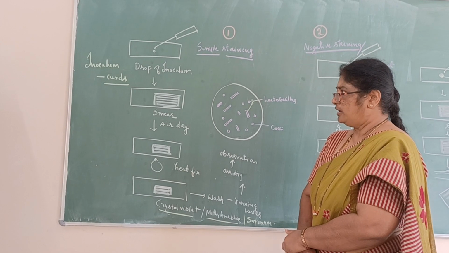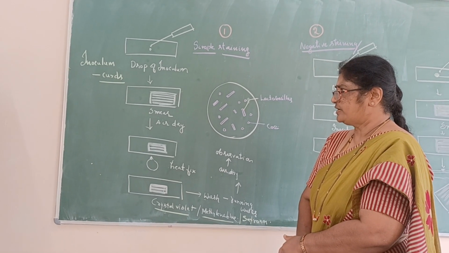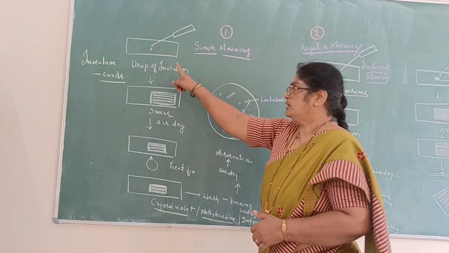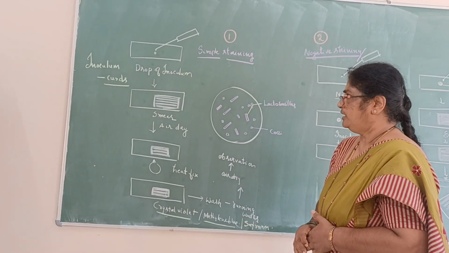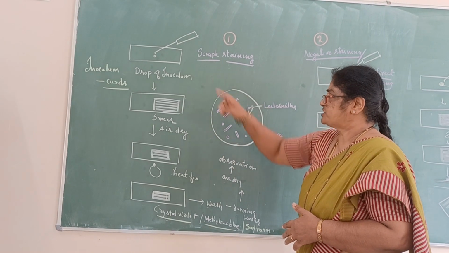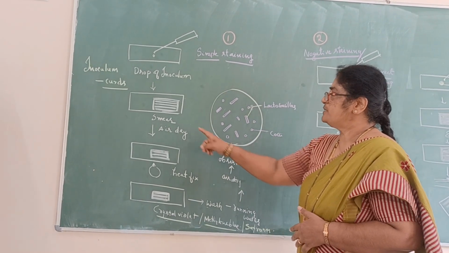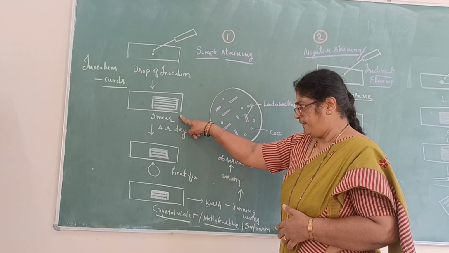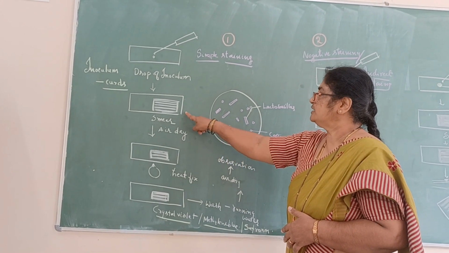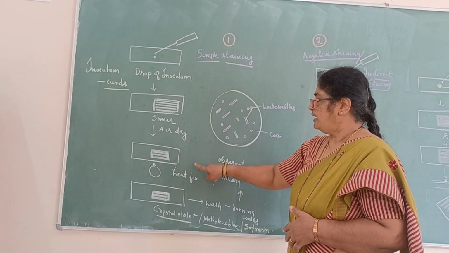For simple staining, the inoculum is curds. We have to take a clean slide, drop the inoculum with the help of an inoculation loop, smear it on the slide, and then make the smear air dry.